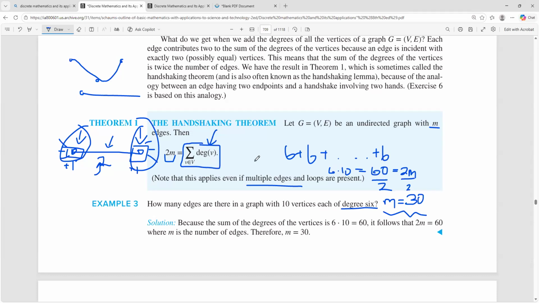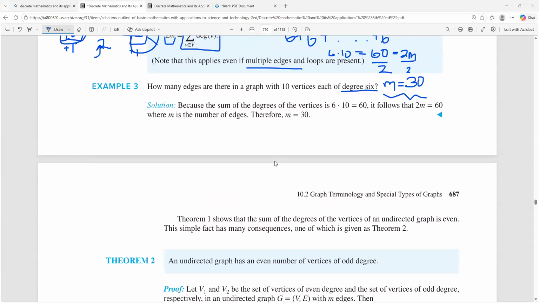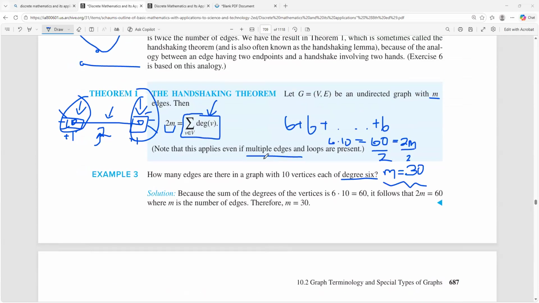Any questions about that? I'll wait a minute while everyone catches up. Is everyone okay with the handshaking theorem? It's not too bad once you think about it intuitively. I'll take the silence as no questions.